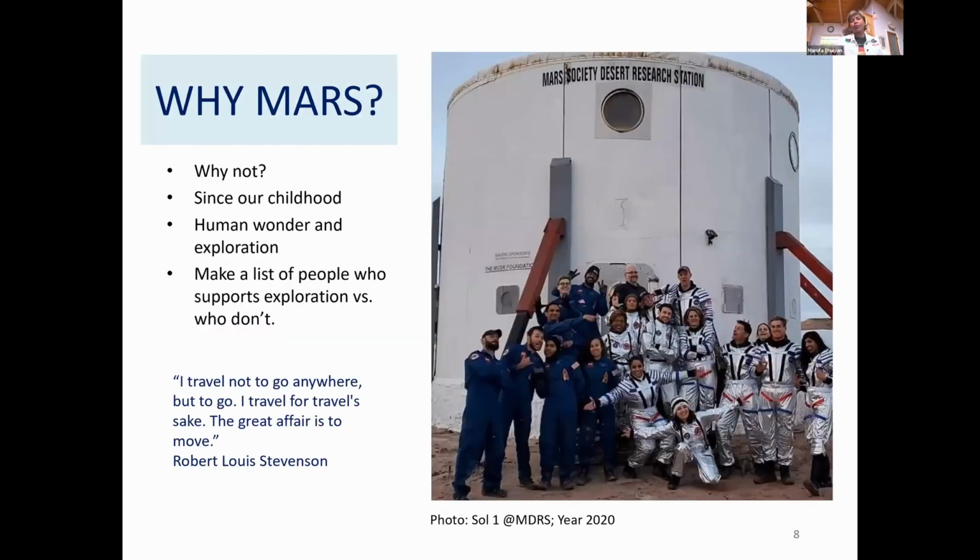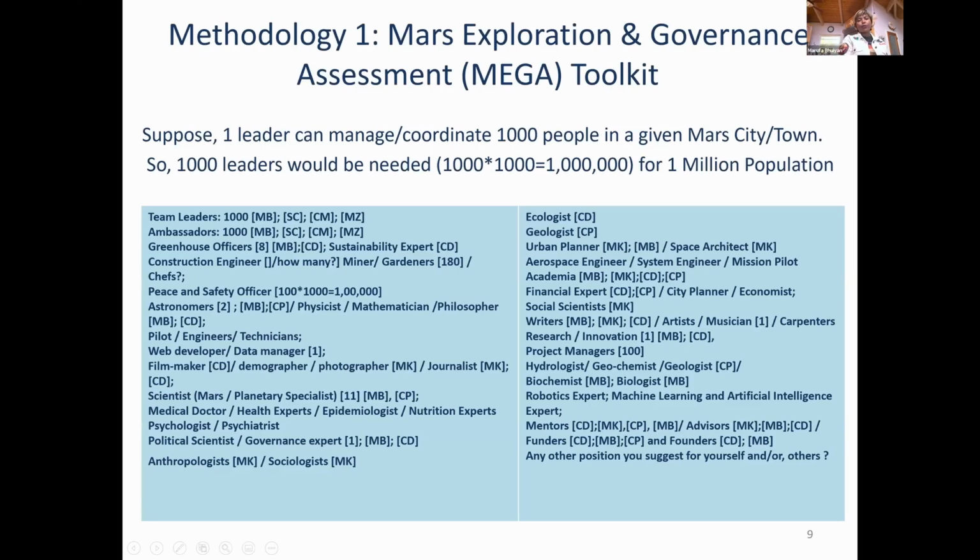Why Mars? Some people say, oh, Moon or Mars. My question is, why not? Since our childhood, we grew up with this imagination and wonder. And if some people say, oh, we don't support exploration, we can make a list of people who do not support it, probably. So methodology 1 would be, let's imagine one leader can manage 1,000 people. So we need 1,000 leaders for 1 million people. And then we need team leaders, like engineers, artists, philosophers, web developers, all these positions.